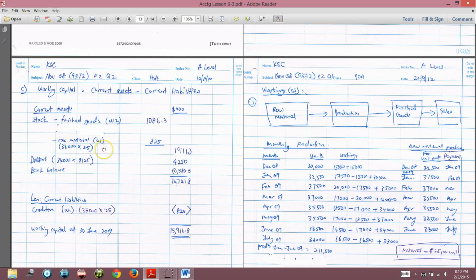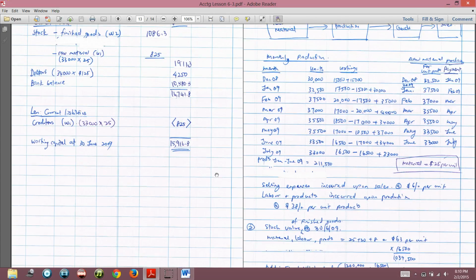And this raw material will be used in July production. That means as at 30 June 2009, the raw material stock is 825,000. So this is raw material stock. So that means the raw material purchase for July production is owing, is not paid yet. So that's why the creditor is 825. So we have debtors, we have bank, we have creditors filled in already, raw material filled in. So how about this finished goods?